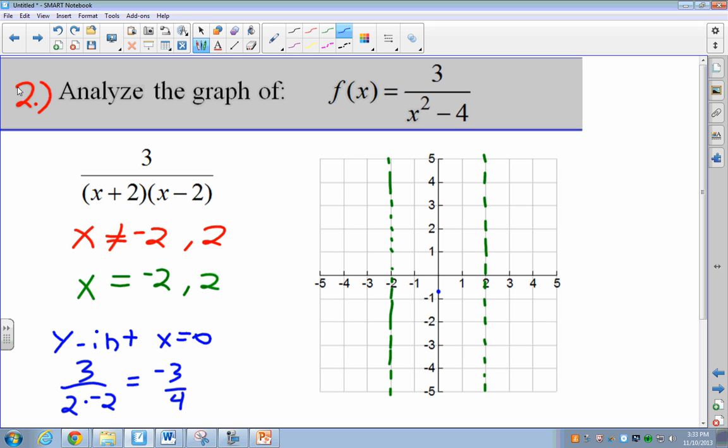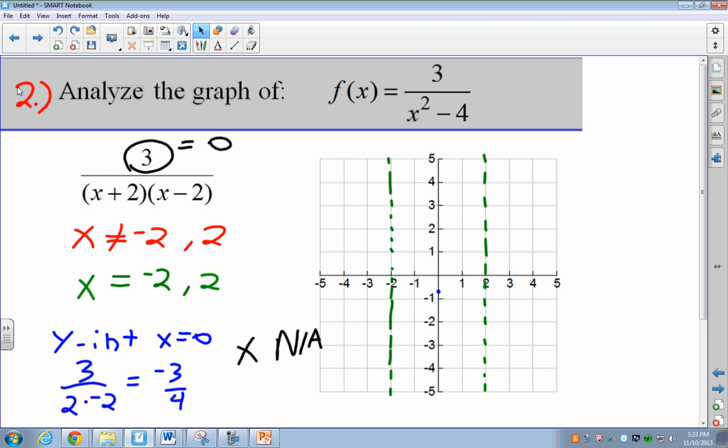So our y-intercept here is just going to be -3/4. Our x-intercepts, this one's a little different because there isn't an x value up here. Remember, with x-intercepts, we just want to find when the numerator is equal to 0. No matter what x we plug in here, since there isn't an x value in the numerator, there aren't going to be any x-intercepts. So for x, not applicable.